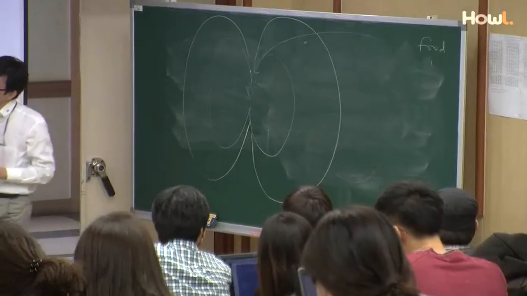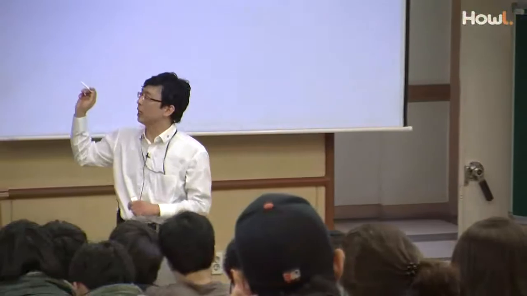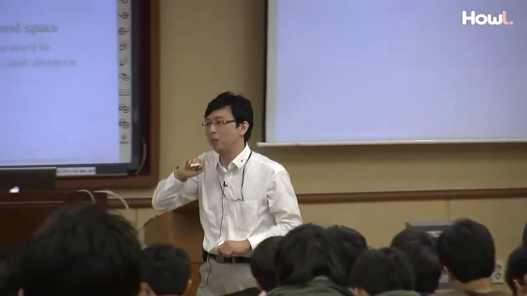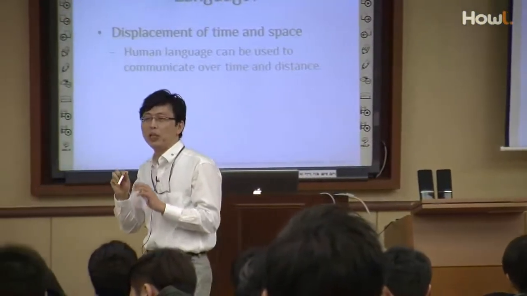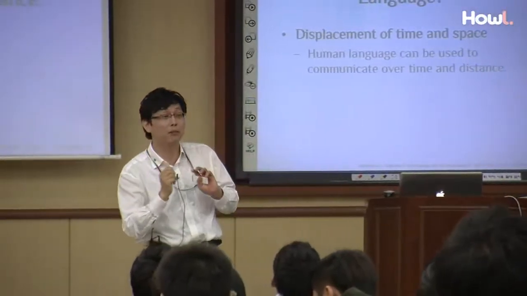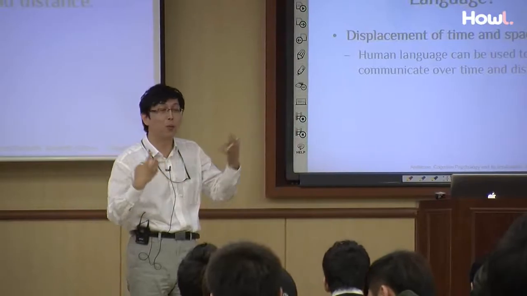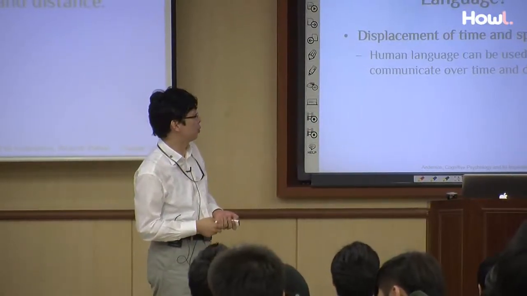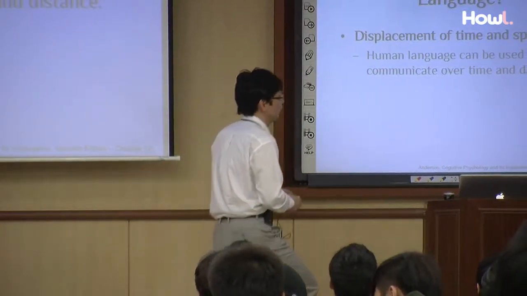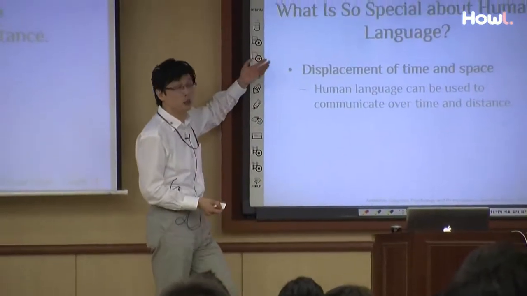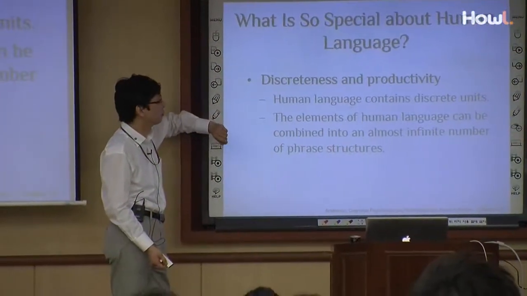Right? Likewise, we are not the only ones who use displacement in time and space, but a bumblebee can only do two or three different types of language. But we can make very different ways of time and place displacement like this. So that is a unique feature that many linguists identify.